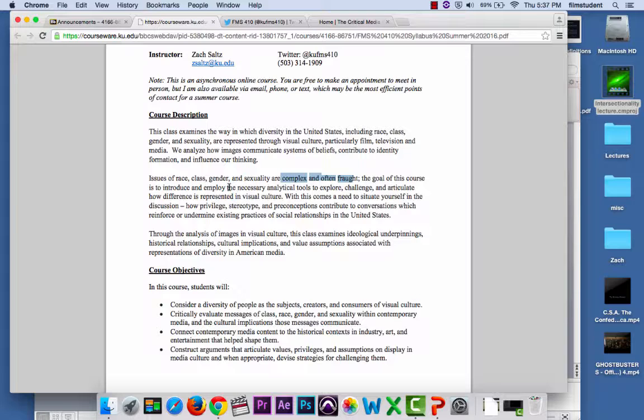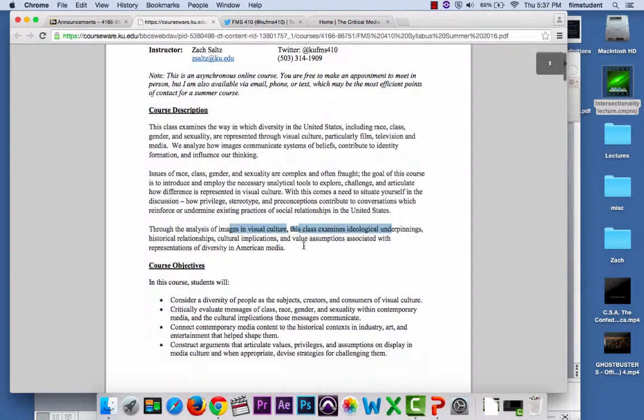So it's not an easy course. Many of these topics aren't always easy to talk about. The point is not to make you comfortable much of the time. The point is discomfort and to take you out of maybe your experiences as a student, as an individual. Through analysis of images in visual culture, this class examines ideological underpinnings, historical relationships, cultural implications, and value assumptions. Okay, so there's the course description.